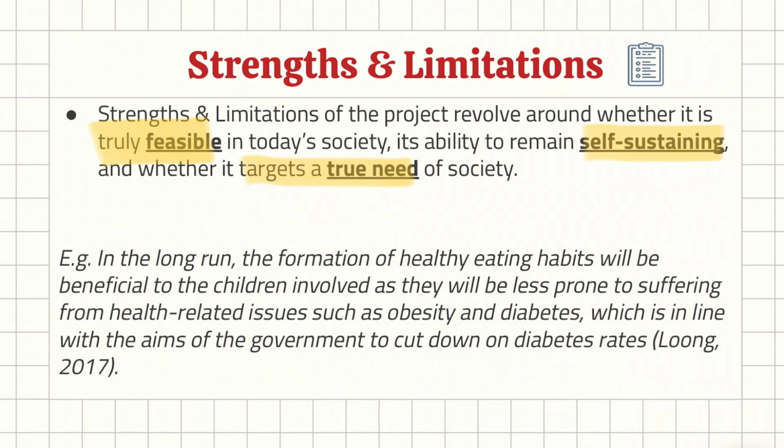So an example of writing this would be, in the long run, the formation of healthy eating habits will be beneficial to children as they'll be less prone to suffering from health-related issues such as obesity and diabetes, right? It's a real need, right? It's a true issue with rising obesity and diabetes rates, which is in line with the aims of the government to cut down on diabetes. So this shows that whatever your project has revolved around is in line with a true need of society, and it's reflected by the various government efforts to enforce this kind of sustainable practice.